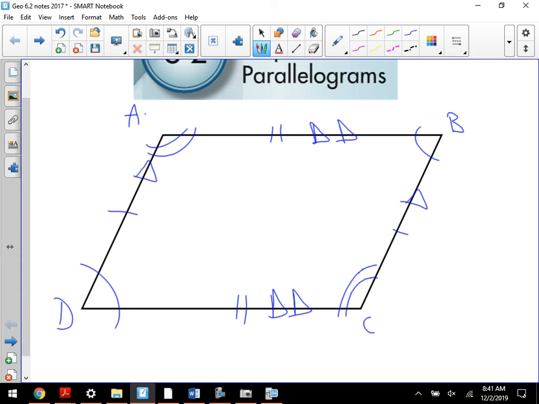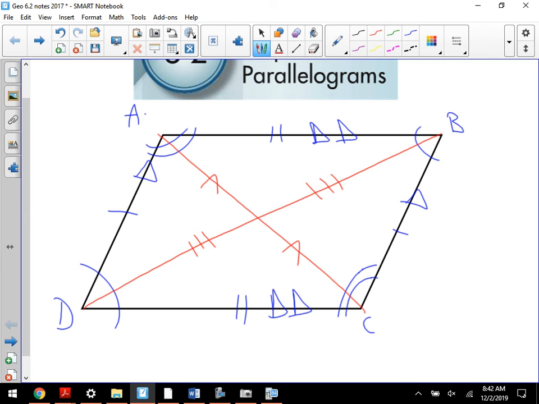And then diagonals bisect each other. And a diagonal is the segment that goes from vertex to vertex. It doesn't necessarily mean that the diagonals are equal. They just bisect each other. We'll start to get images like this.